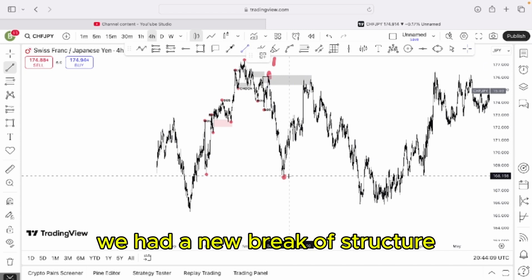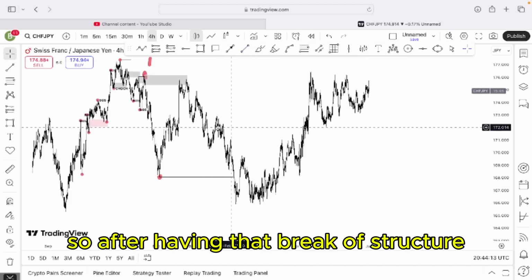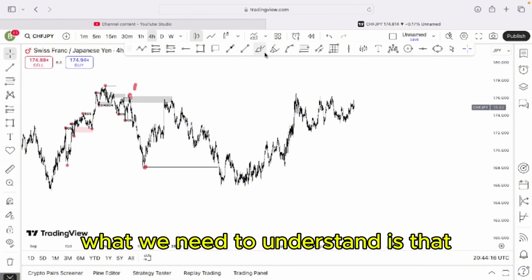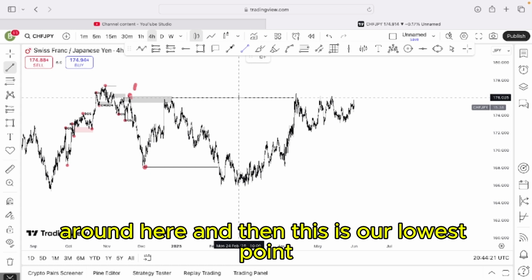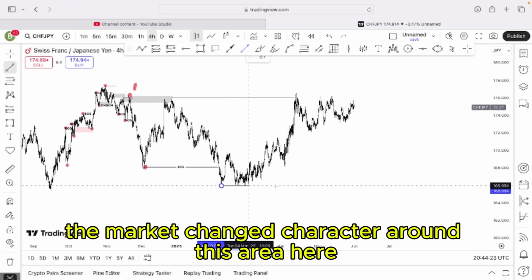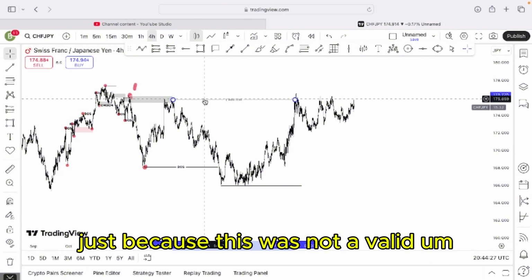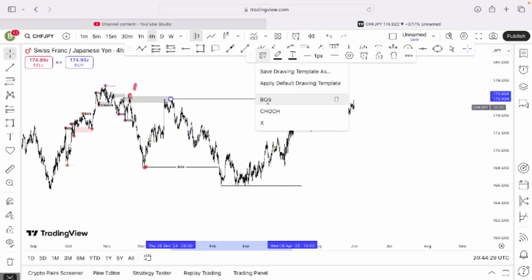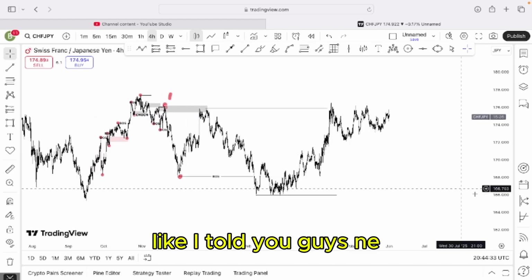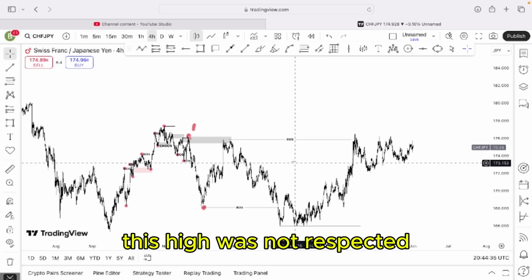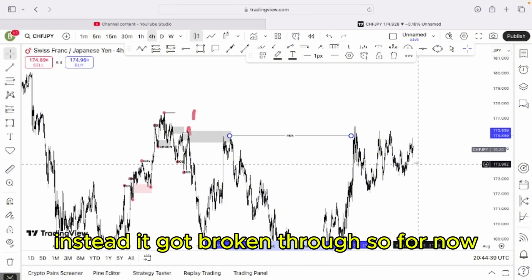And then after that, we had a new break of structure, which is this one here. So after having that break of structure, what we need to understand is that this is our highest point around here, and then this is our lowest point. And then as you can see, the market changed character around this area here, just because this was not a valid mitigation, just because this is a change of character. Like I told you guys, this high was not respected. This high here was not respected. Instead, it got broken through.